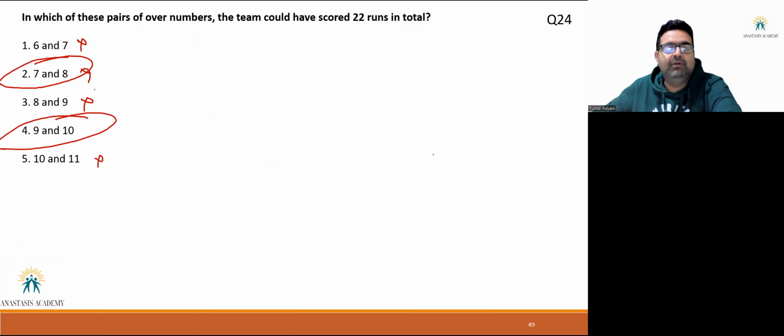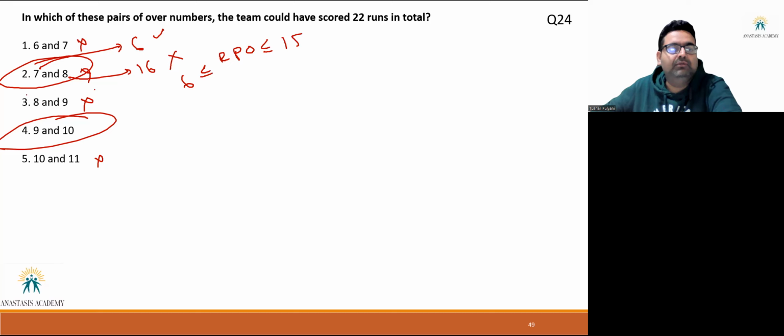Now here there is a problem in option number 2, because in this I have scored 6 runs. To get total 22, in 8 I have to score 16. This is not possible because my runs per over had to be between 6 and 15. So option 2 also goes. We are left with option 4 without even checking.